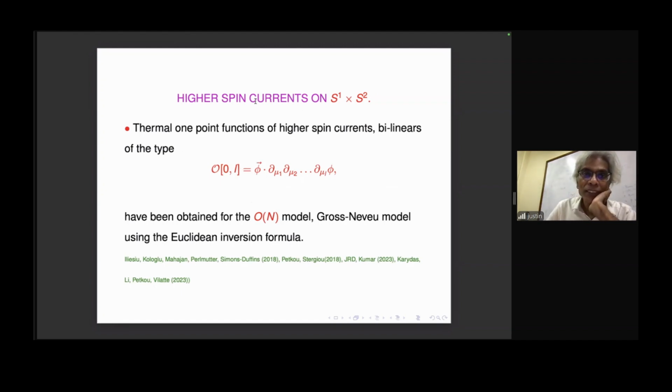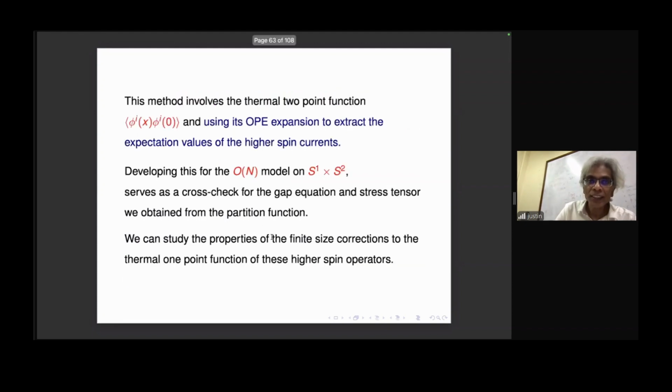So of course, as I said, this theory has higher spin currents, higher spin symmetry, and at finite temperature, one-point functions of these higher spin currents. There are methods developed, and quite a few people have studied this method of evaluating one-point functions of these higher spin currents in these models using something called the Euclidean inversion formula.